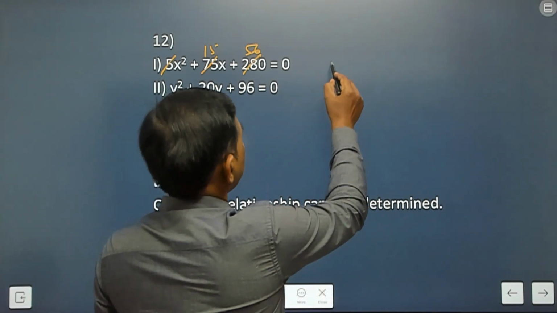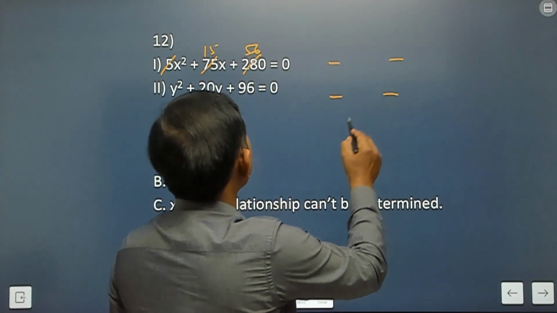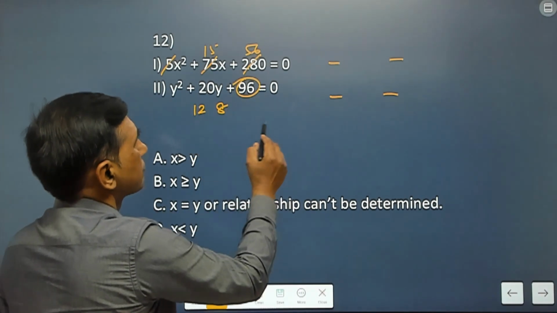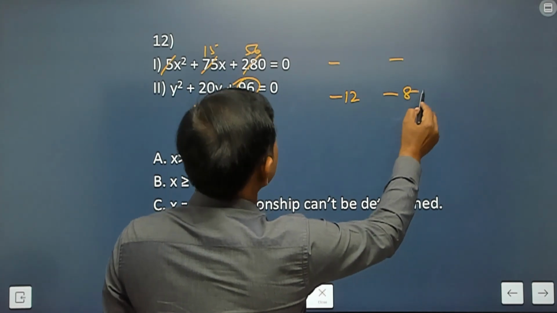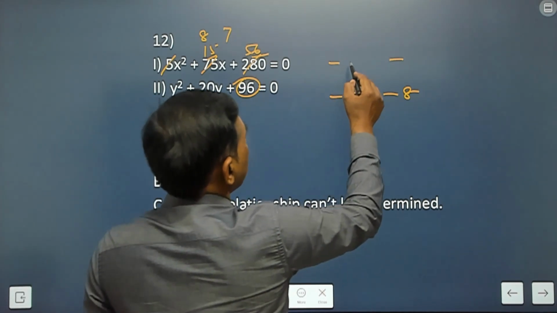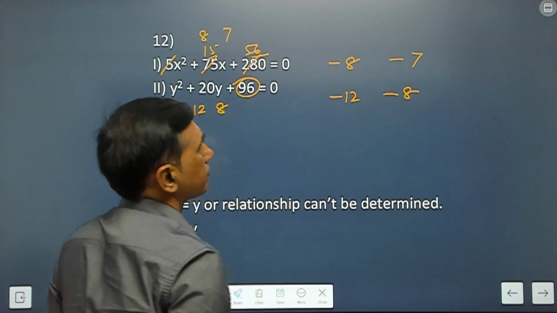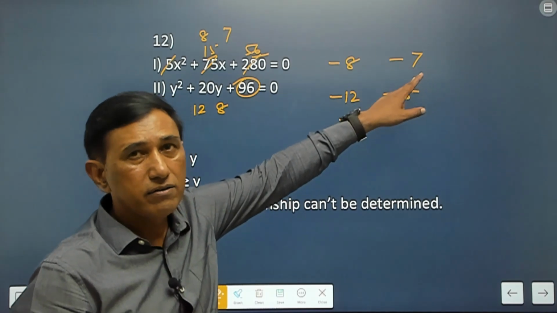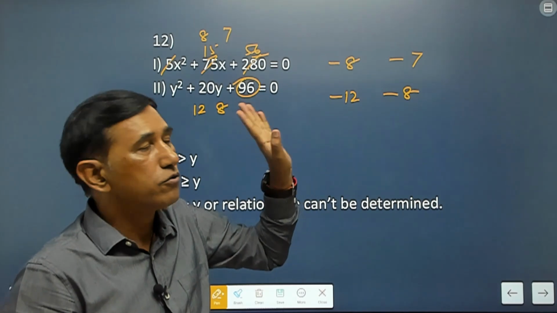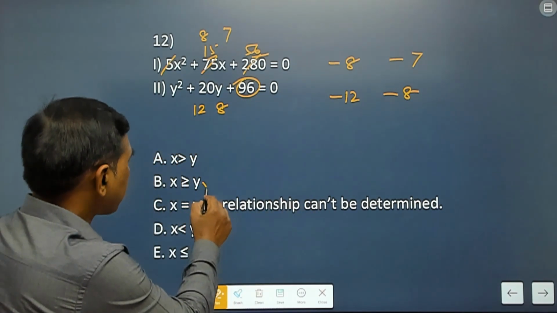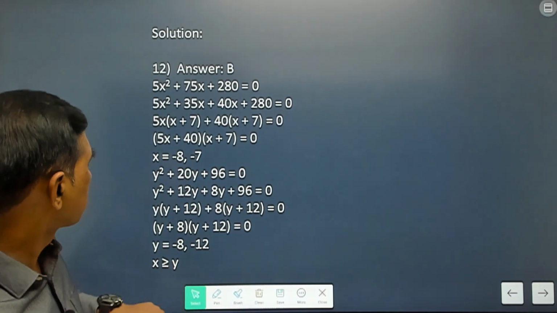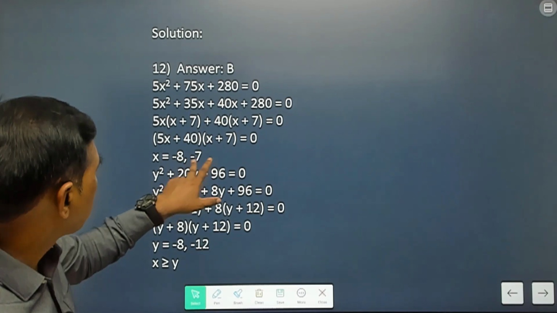Okay, minus. 96 and 20, so it will be 12 and 8, minus 12, minus 8. Here 15 and it is 56, so this will be 8 and 7, so minus 8, minus 7. When it is minus 7, this is greater than all. When it is minus 8, it is either equal or greater. So we can say x is greater than or equal to y. X is greater than or equal to y: minus 8, minus 12, minus 8, minus 7.